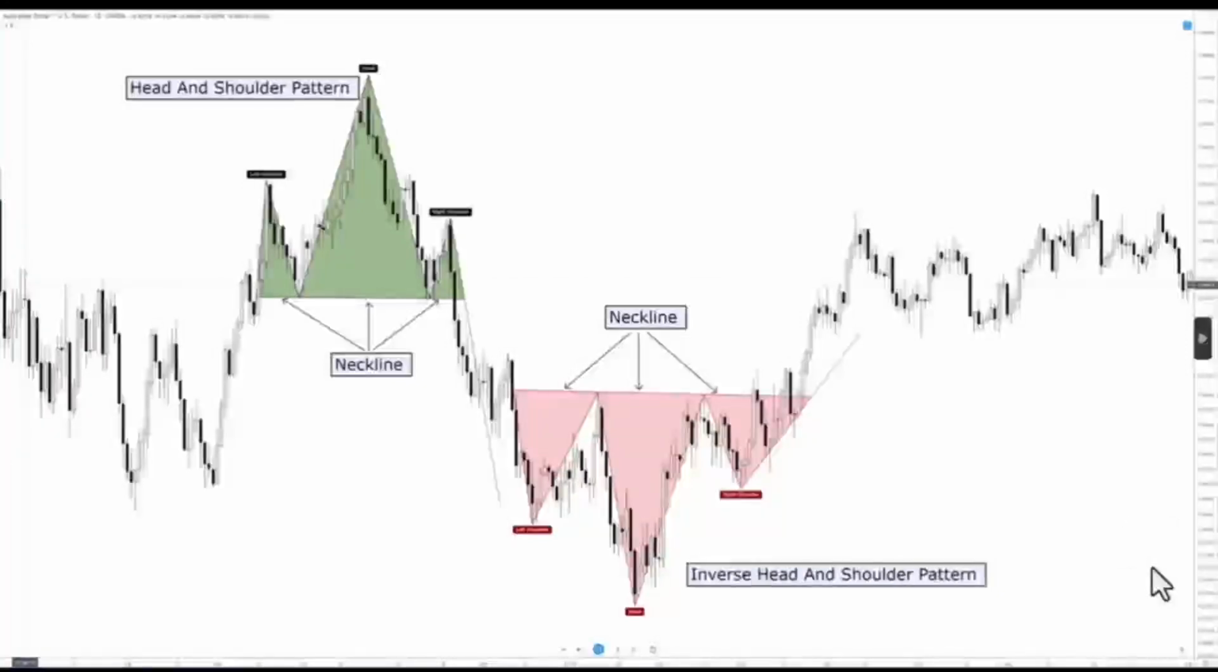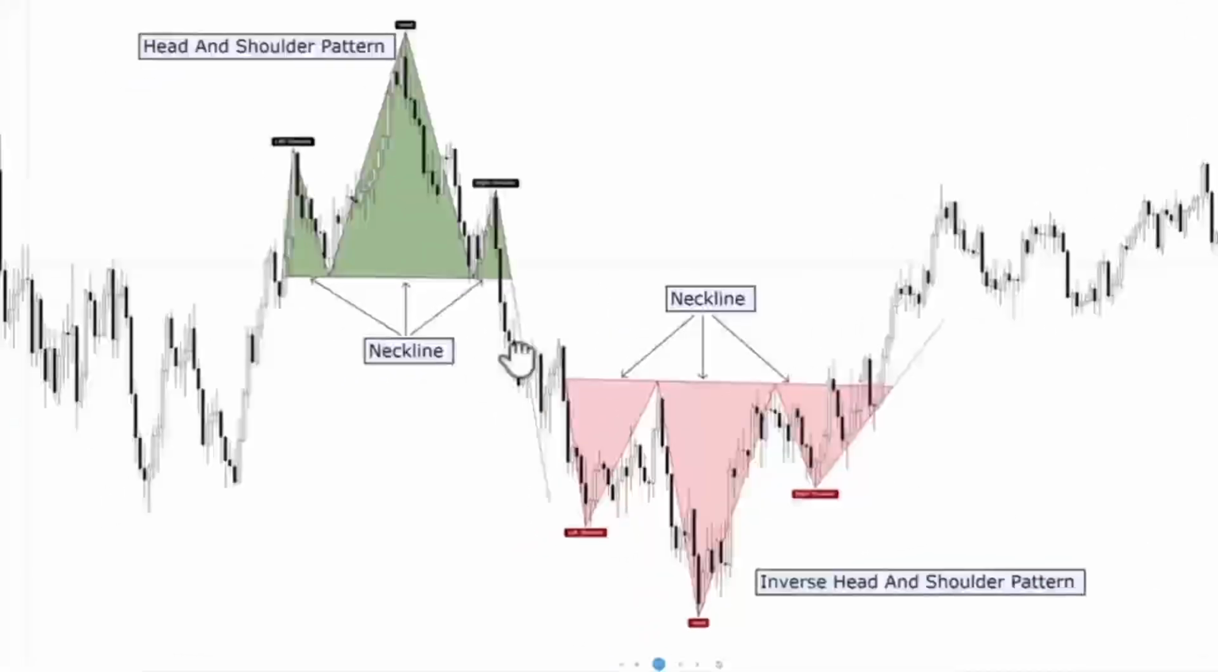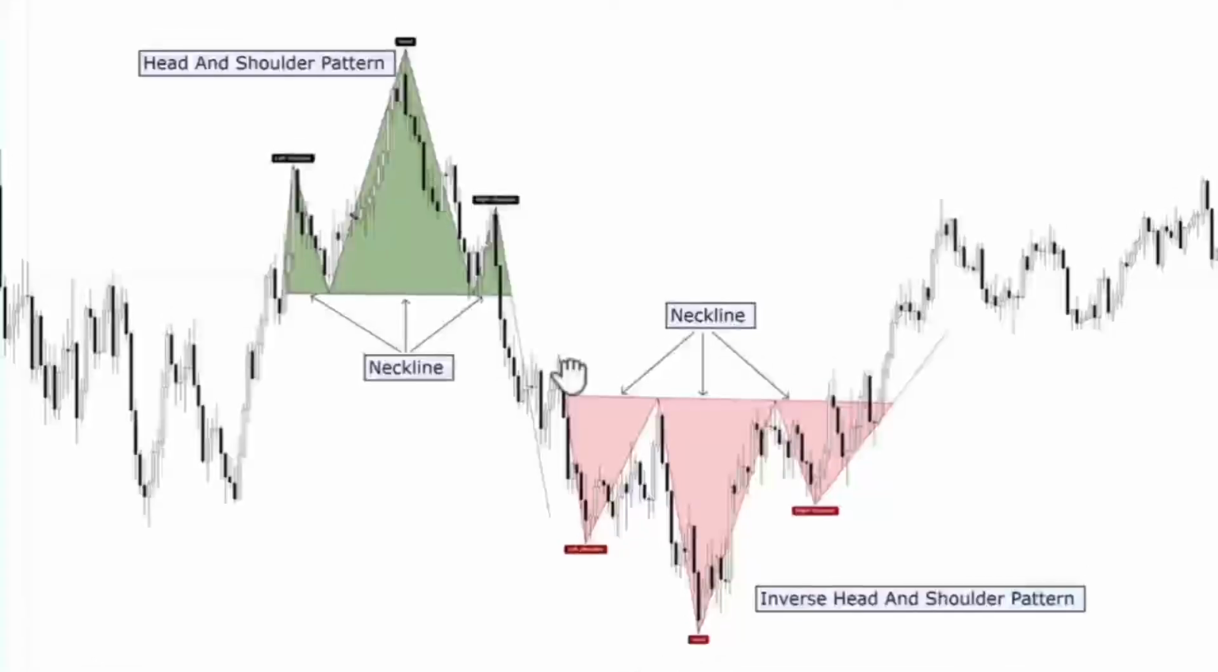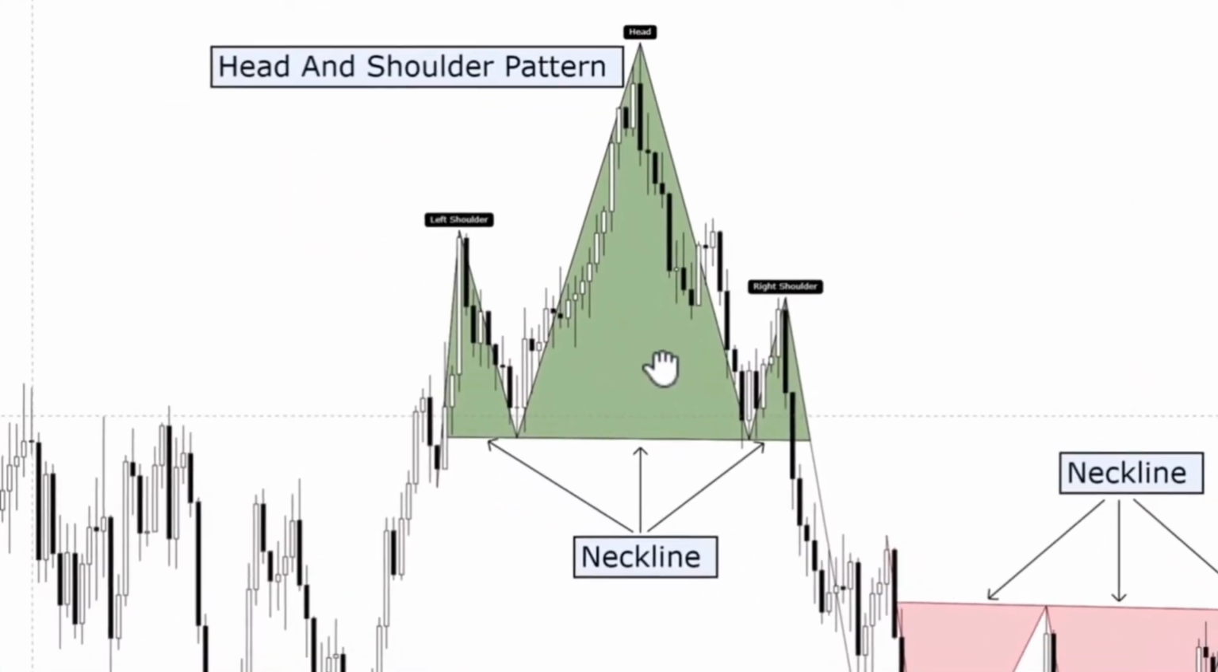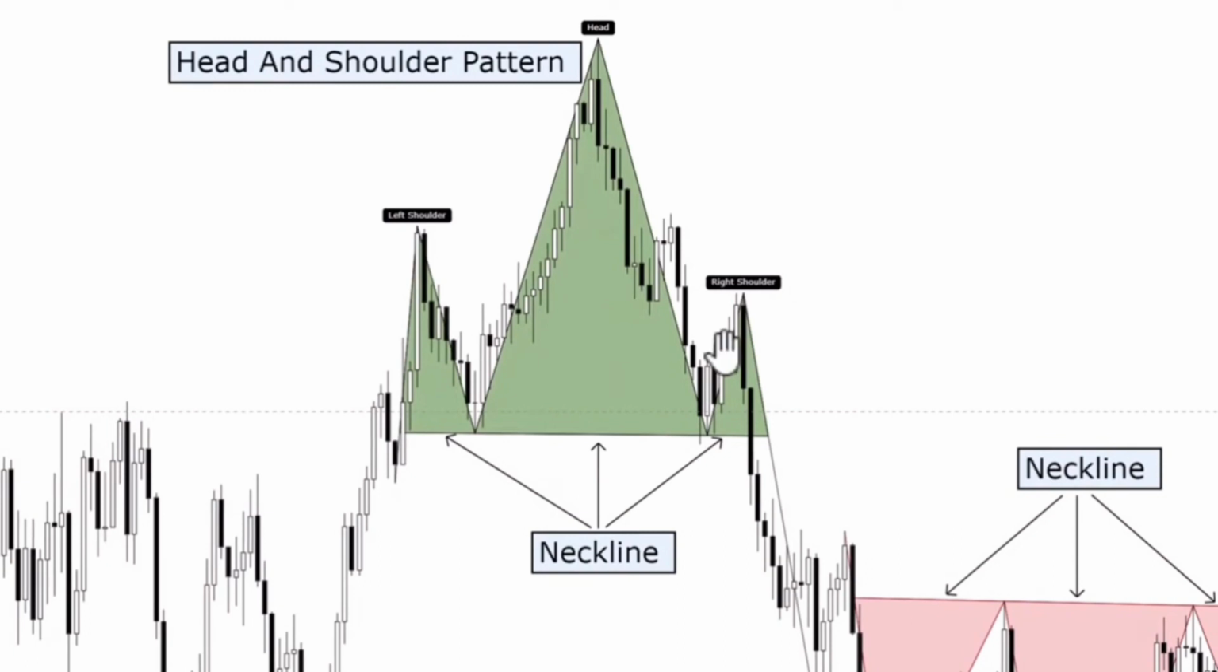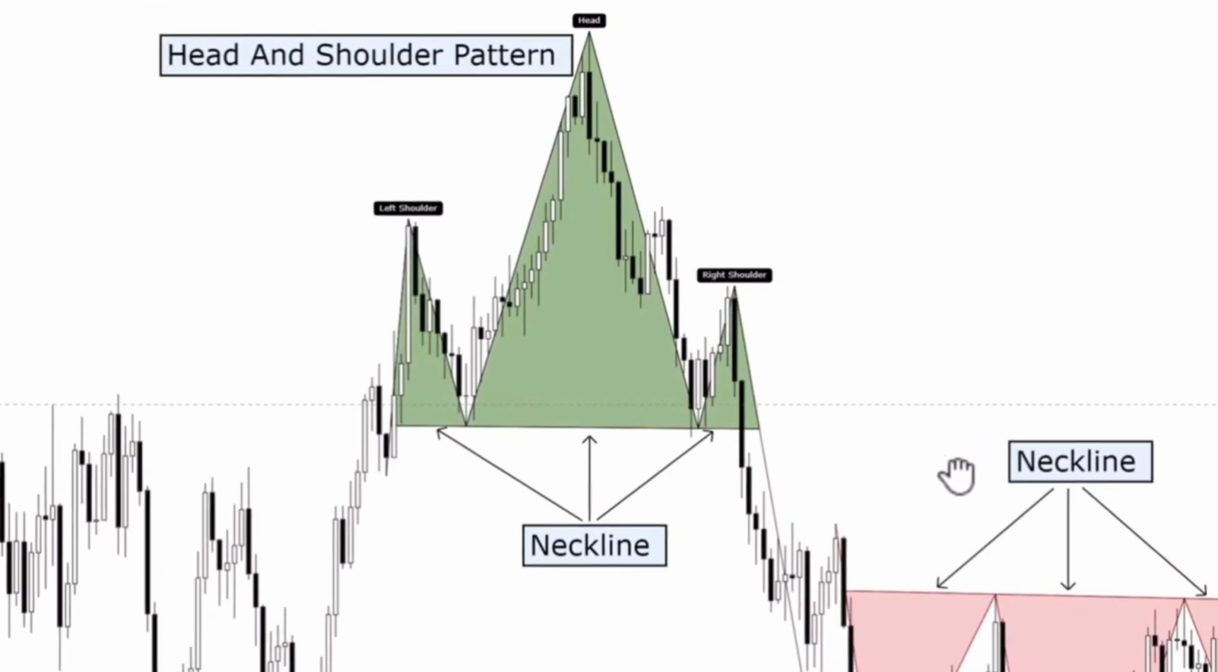The very first and well-known one is head and shoulders. The head and shoulders pattern is a popular reversal pattern that indicates a potential trend reversal from bullish to bearish. The pattern is formed when a stock, crypto asset, or security price rises to a peak and then drops, followed by a higher peak and another drop, creating a shape that looks like a head and two shoulders. These patterns indicate that the buyers are losing their strength and the sellers are taking control of the market.